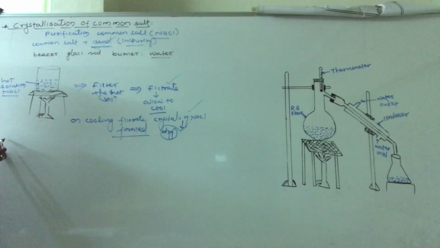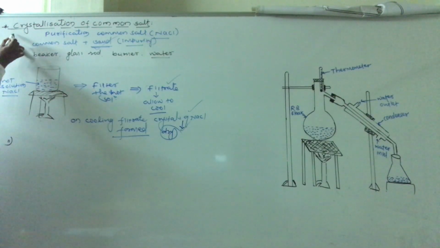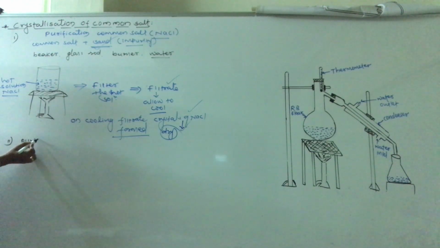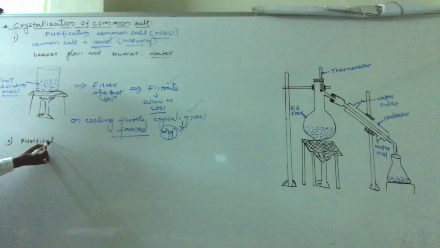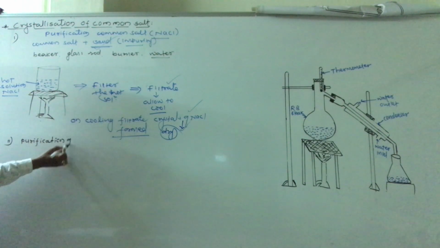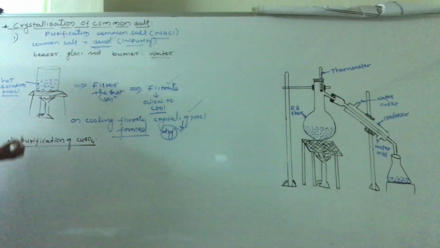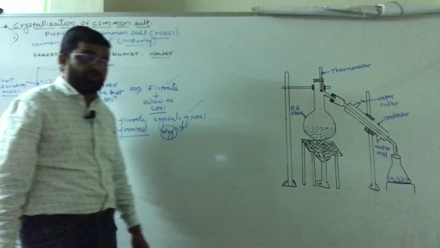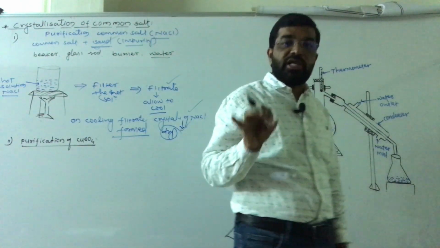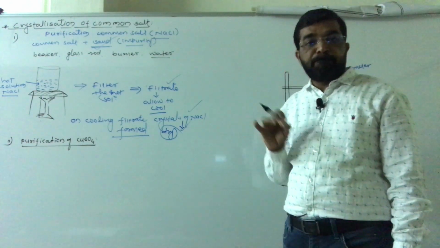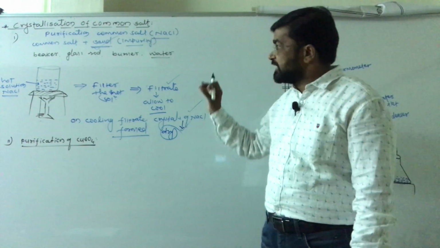Also, one more point you have to remember, the second example: purification of copper sulfate solution by the same process, that is the simple crystallization process. Purification of benzoic acid by the same process.